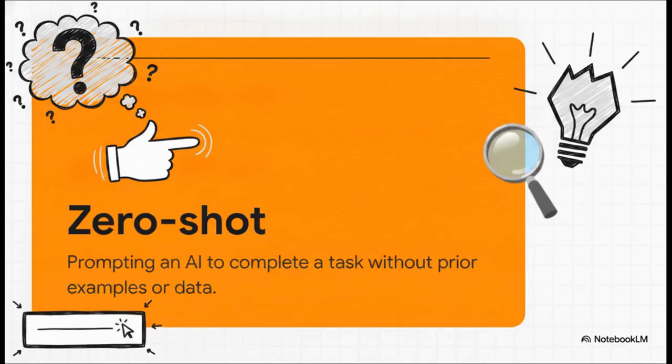Actually, it's the most common way everyday people use AI, and it's great for quick, simple facts. But when we get into complex workflows and nuanced formatting, jumping in cold is super risky. It almost always leads to inconsistent results.